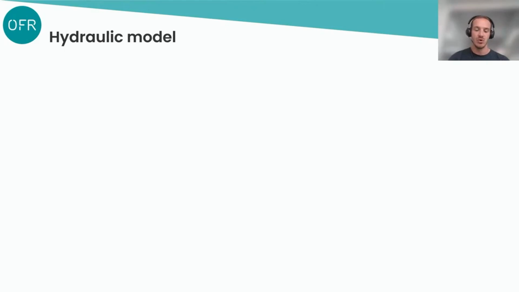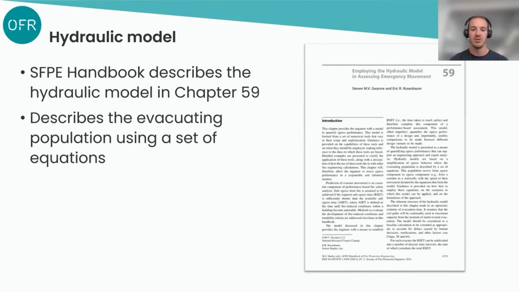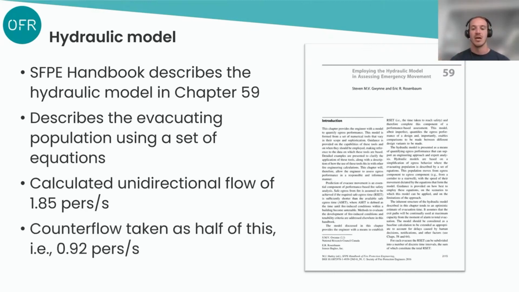Onto the modelling tools that we've looked at, so the first being the hydraulic model. This is described in chapter 59 in the SFPE handbook, and it describes the evacuating population using a set of equations. Using these and taking a specific flow of 1.3 persons per second per metre, as is given in the handbook for horizontal travel, and the door width, we get a calculated flow of 1.85 persons per second. And we could simply take half of this in a counterflow condition of 0.5 and take the counterflow as 0.92 persons per second.